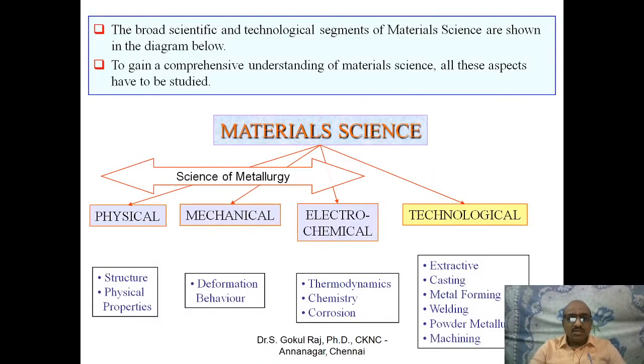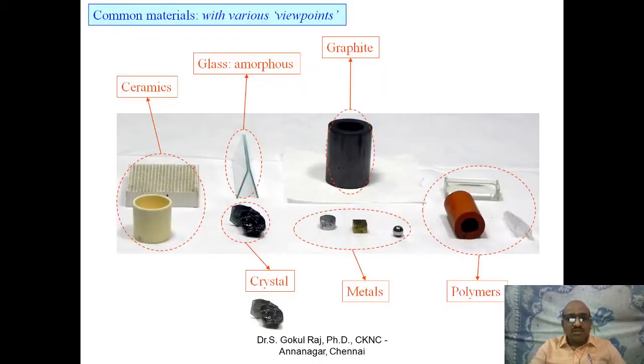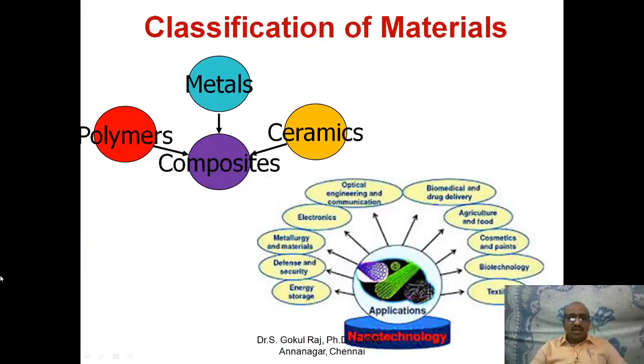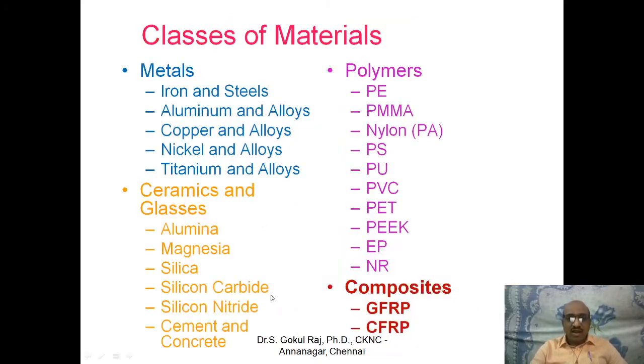After these advancements, we were able to visualize the field of material science. Material science includes physical, mechanical, electrochemical and technological advancements. Now, as in the earlier topic, Dr. Bina Madam has insisted on the materials of all the aspects, in biological aspects. I have just shown some of the materials. You see that we have ceramics, amorphous, graphite, polymers. We are going to use all these composites. So, the classification of materials is a combination of these materials where nanotechnology can find enormous applications.